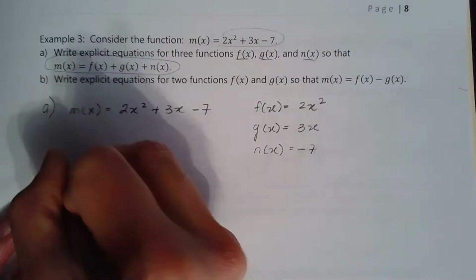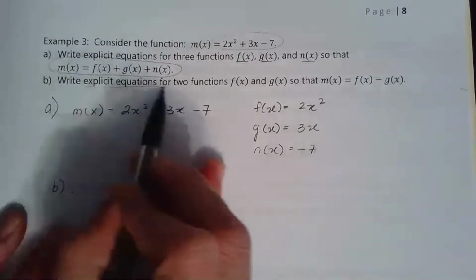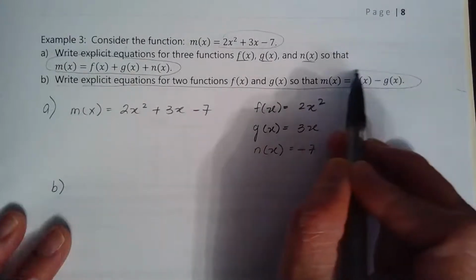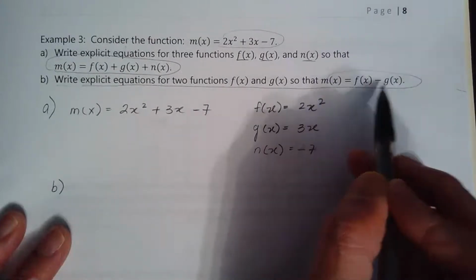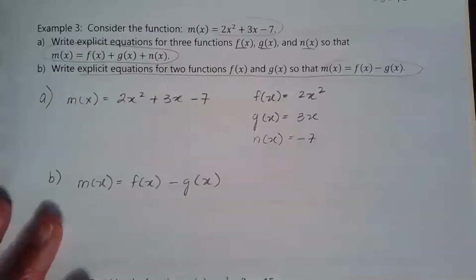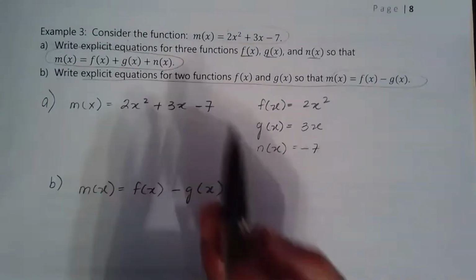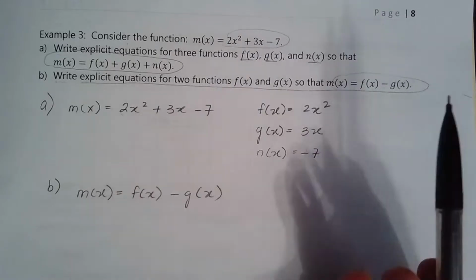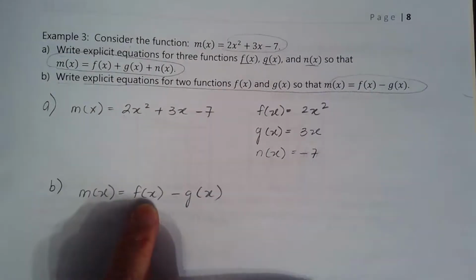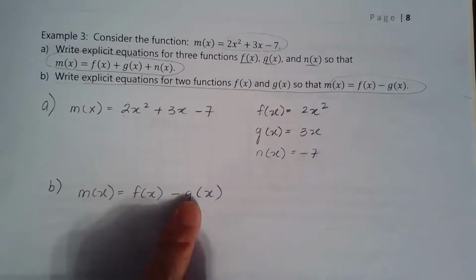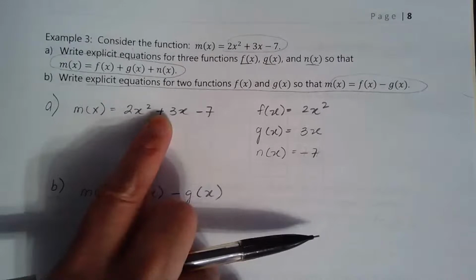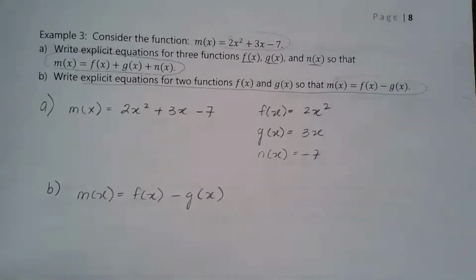Letter B. Write explicit equations for 2 functions, f of x and g of x, so that m of x is equal to f of x minus g of x. Okay. Now, we already know that m of x is 2x squared plus 3x minus 7. So what we're going to do is look for 2 functions that when we subtract them, we're going to end up with that. So what could that be?